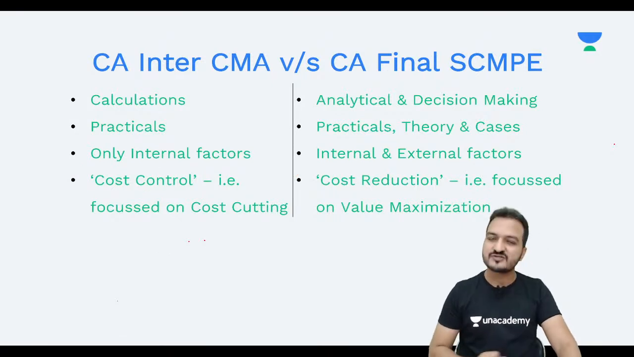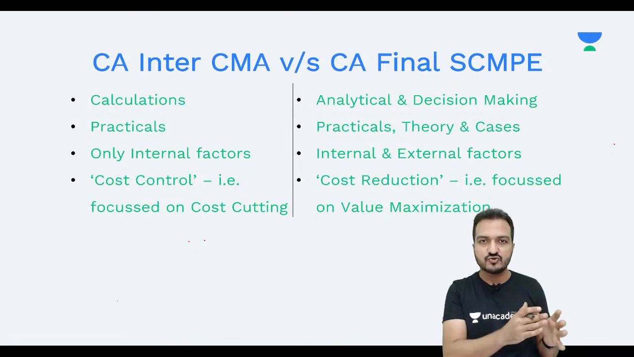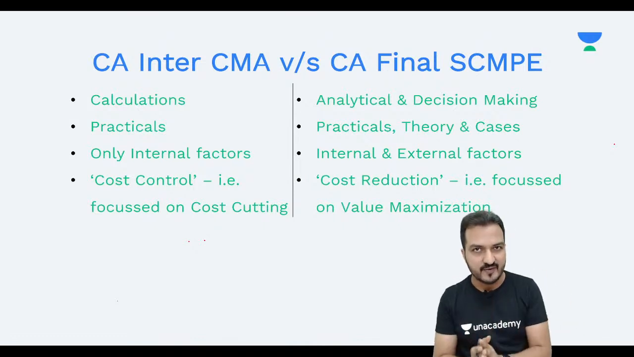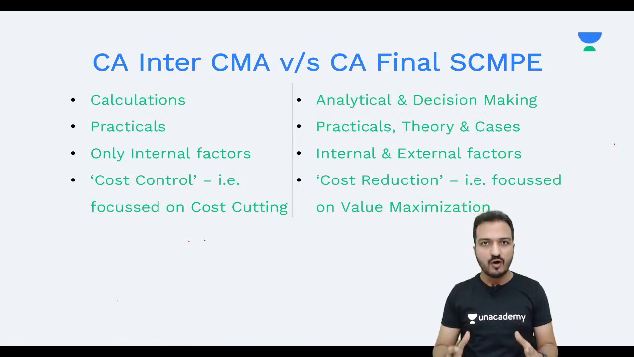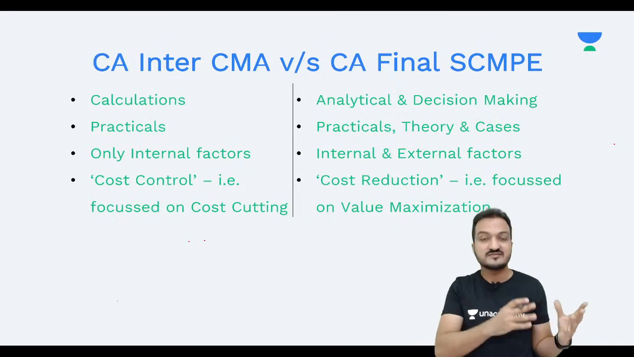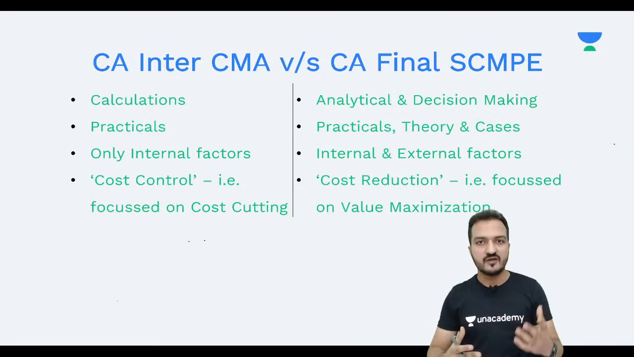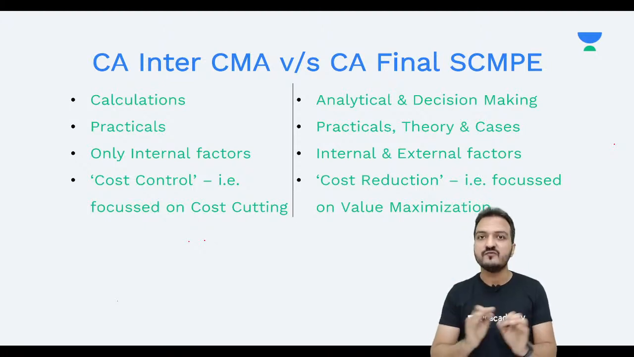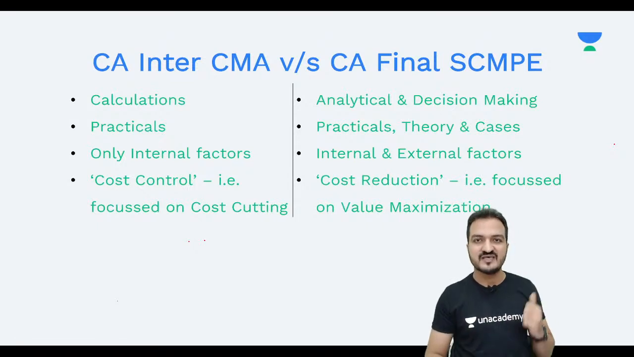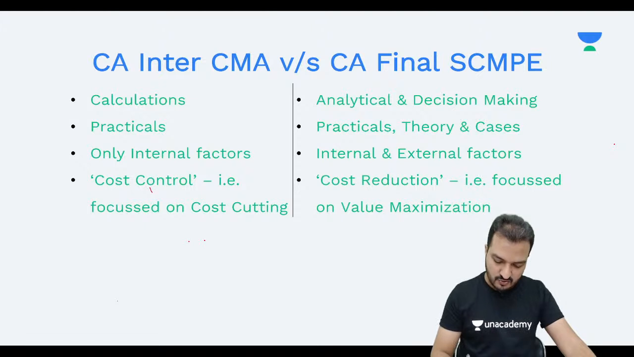So what is cost control? Cost control is about controlling my actual cost and bringing it up to the estimate. But cost reduction is about bringing that estimate further down. So cost reduction will involve, say, incorporating some new technology, some new discovery or new type of machines. Basically, cost reduction will be the main focus of CA final level, while at CA inter level, your main focus was on cost control.